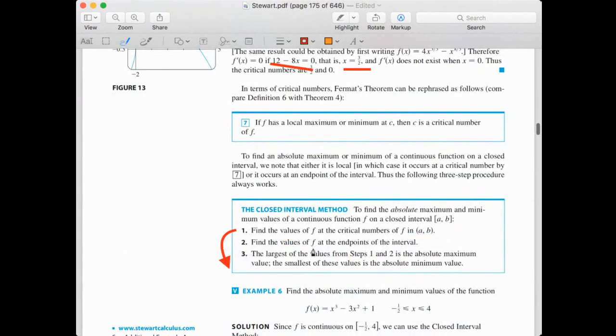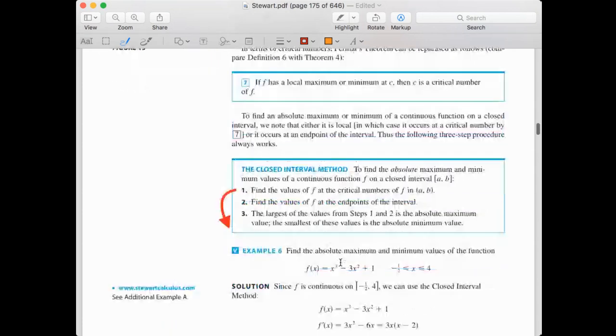So we find the function value at the endpoints of the interval. Then we compare all those y values. The biggest y value among those will be the maximum value, and the smallest y value will be the minimum value. When we talk about maximum and minimum, it is in terms of the y value, the function value. We're comparing the function values, all right? Okay, so let's see this one.